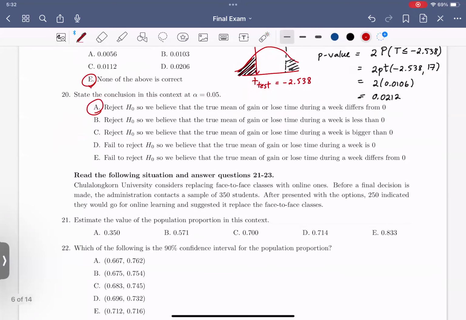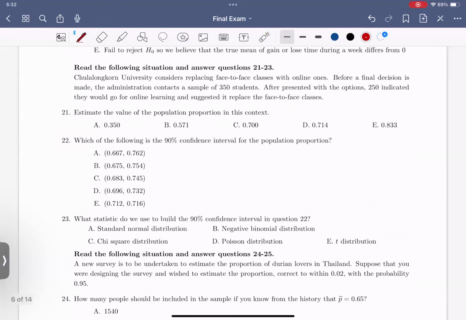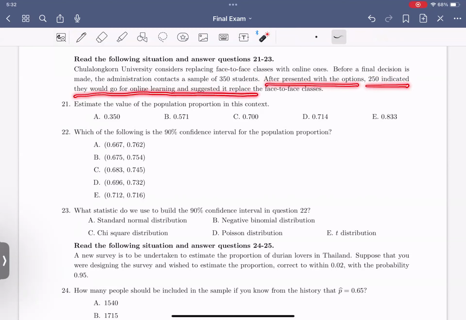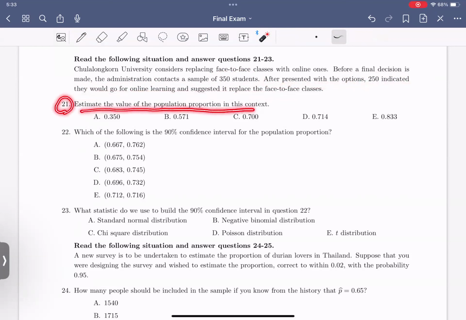All right, next one, questions 21 to 23. Chulalongkorn University is considering replacing face-to-face classes with online ones. Before the final decision is made, the admin contacted a sample of 350 students. After being presented with this option, 250 indicated they would go for online learning and suggested it replace the face-to-face classes. So question 21, estimate the value of the population proportion in this context.